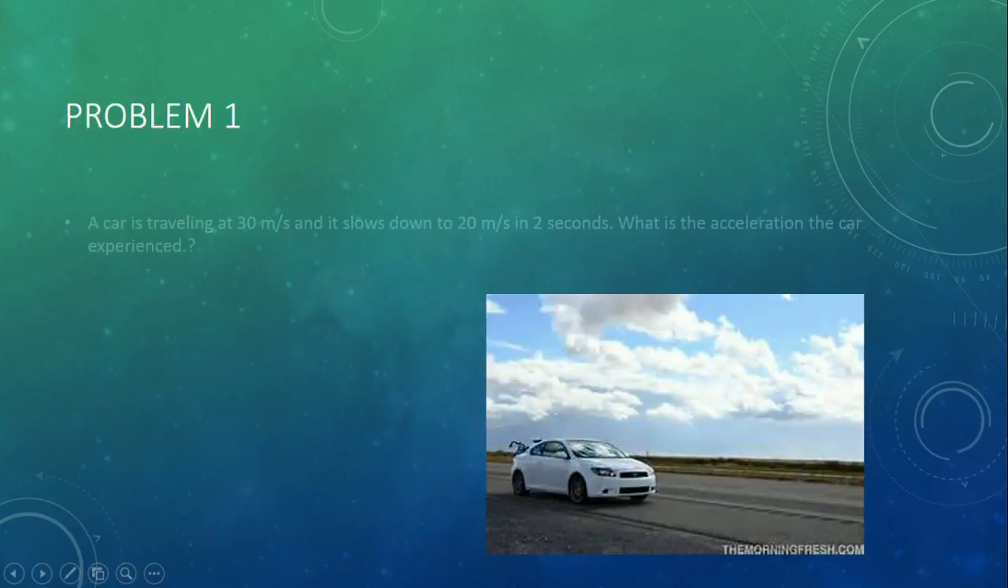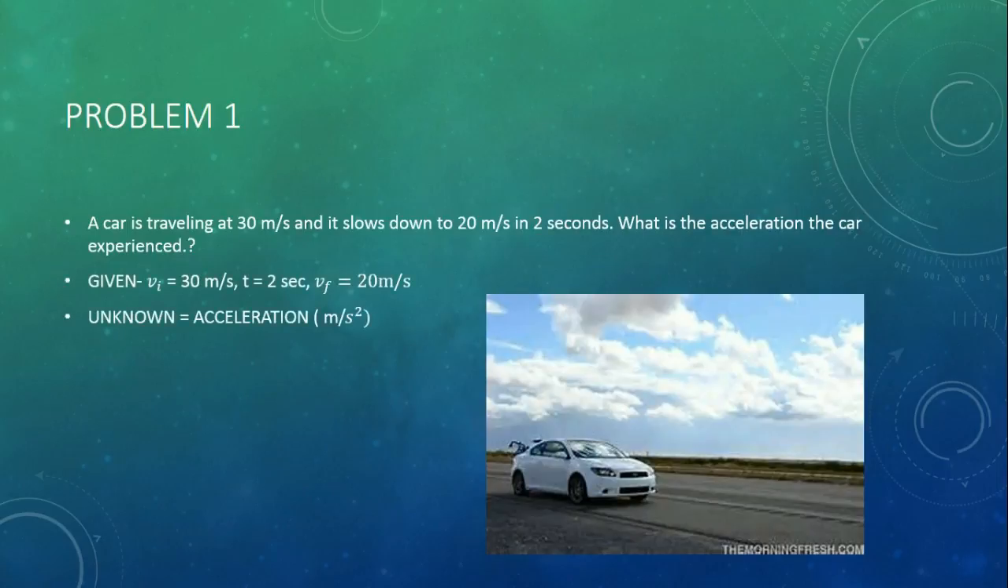So we should use that formula and plug in what we have and solve for acceleration, which is pretty easy because acceleration is already solved for. So if we do 20 minus 30 divided by 2, it's negative 5 meters per second squared, and the negative just means that it's in the opposite direction of the motion. And this makes sense because the car slowed down.